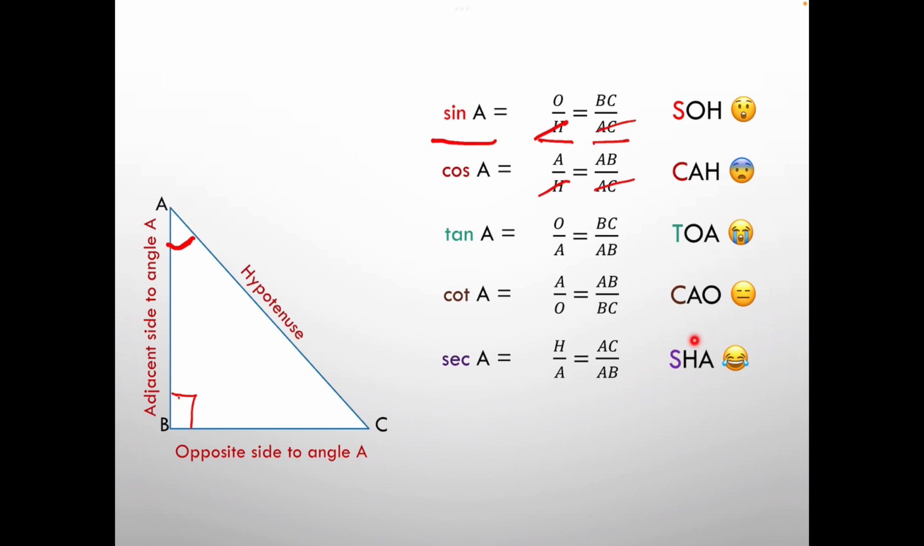Ha, as if someone is making you laugh. Don't worry, it will be all right. So sha, cow, cow sha. Last is cosec A. Again it is the reciprocal of sine, that means H upon O, AC upon BC. Hypotenuse divided by opposite side equals AC divided by BC, and the acronym is CHO. It will be all right. Cosec, hypotenuse, opposite.